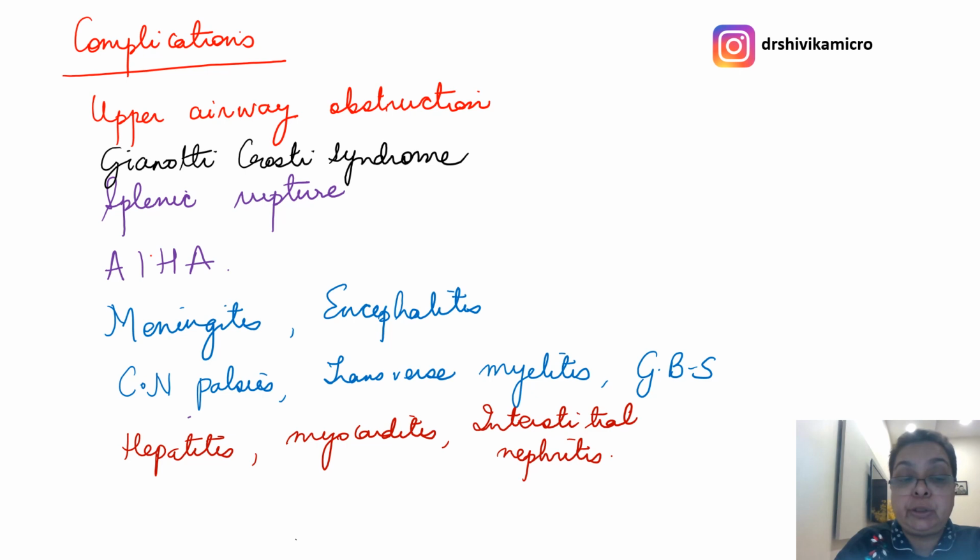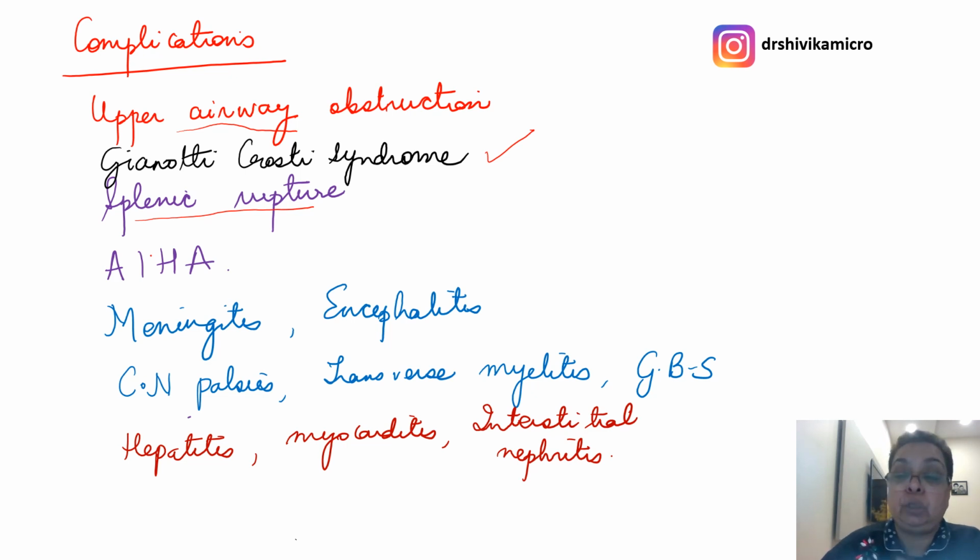Okay, what are these complications? One is upper airway obstruction because of the enlarged lymph nodes as well as the enlarged tonsils. Then Gianotti-Crosti syndrome, also called papular acrodermatitis of childhood. In fact, the most common cause of Gianotti-Crosti syndrome is a primary EBV infection. Then splenic rupture can occur, autoimmune hemolytic anemia, meningitis, encephalitis, cranial nerve palsies, transverse myelitis, Guillain-Barré syndrome, hepatitis, myocarditis, and interstitial nephritis. All these are complications of EBV.